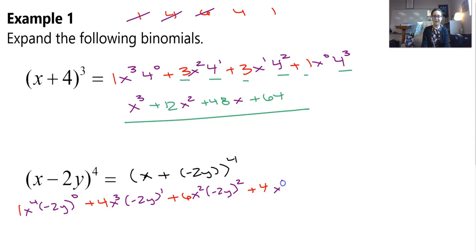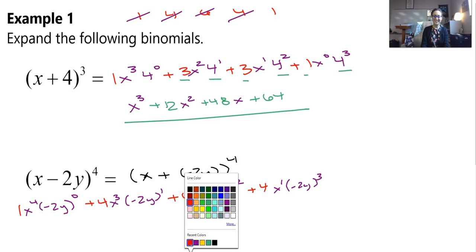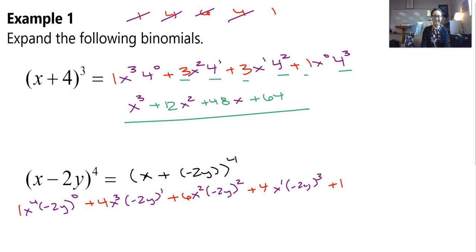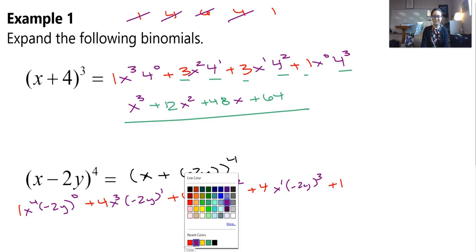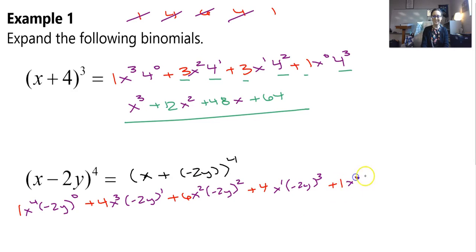And x is now at the power of 1. Negative 2y is at the power of 3. And then one more: coefficient is 1. Exponent on x is 0. Exponent on negative 2y is 4. And that's always good news because you want to end with your degree again.